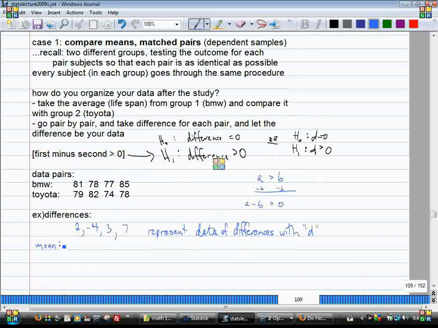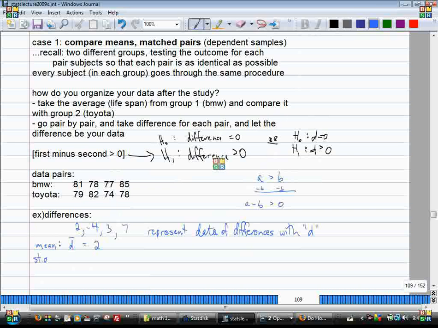Now what's the notation for the mean? Normally it's X bar, but guess what the notation is going to be here? It's D bar. Exactly. So D bar equals, add them up, divide by 4, you get 2.